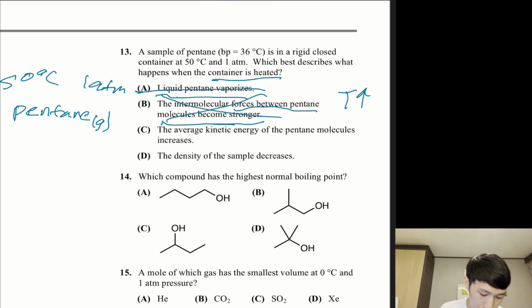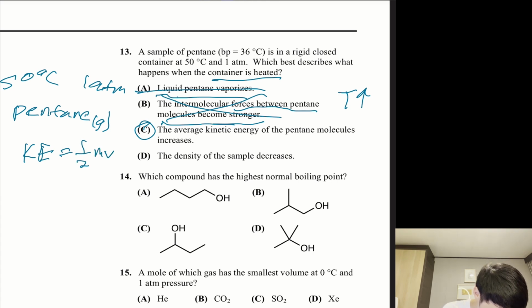So this is wrong. C, the average kinetic energy of the pentane molecules increases. The definition of an increase in temperature is an increase in the average kinetic energy of the molecules. So this is correct. Also, if you imagine that the molecules are moving faster, we know kinetic energy equals 1/2 mv squared. If this v term grows, that means the kinetic energy is also going to increase.